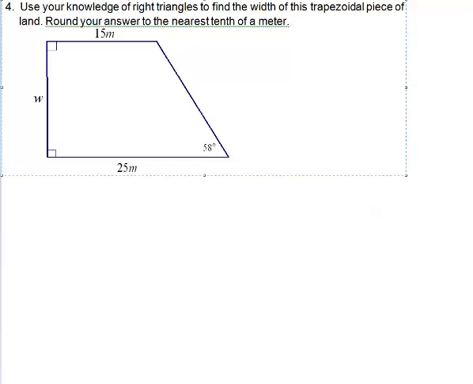Good day, students. Today we're going to look at a solution to a problem on page 106. It's number 4. And this problem is asking us to use our knowledge of right triangles to find the width of a trapezoidal piece of land. And the diagram is given.